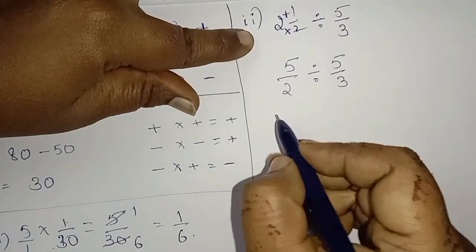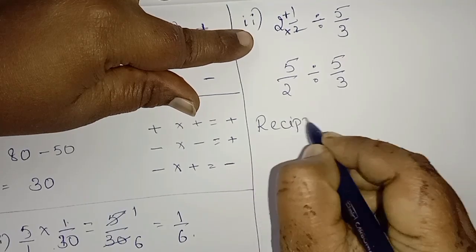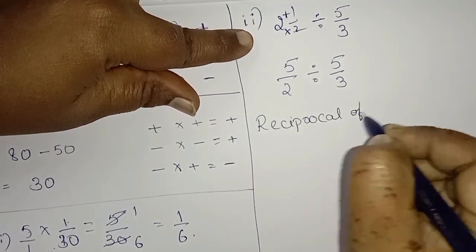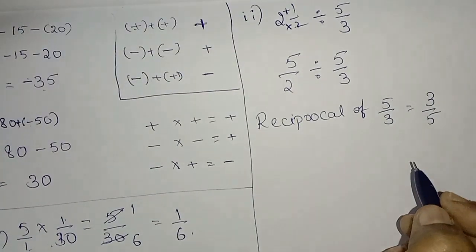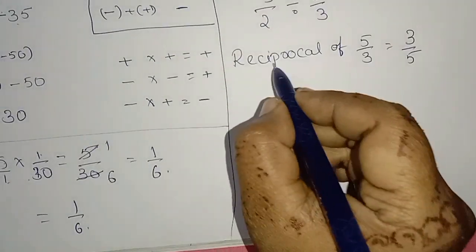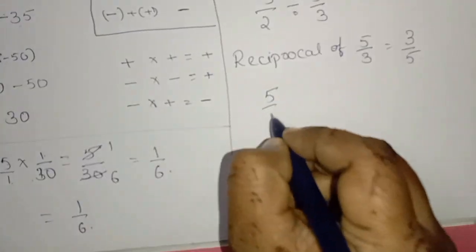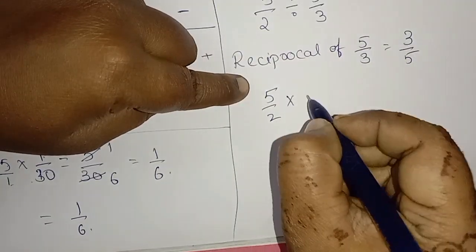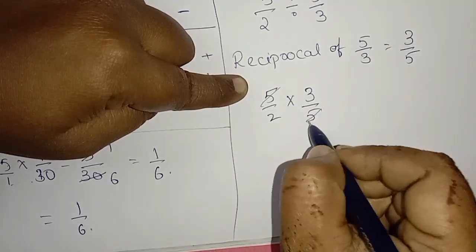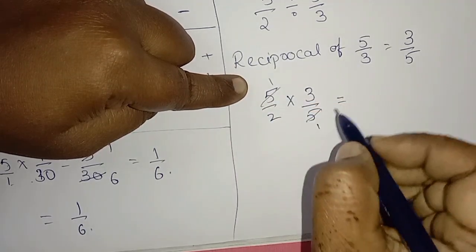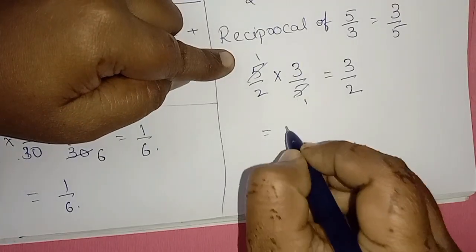Now write the reciprocal for the second number: the reciprocal of 5 by 3 equals 3 by 5. So we can write 5 by 2 into 3 by 5. These two will get cancelled here. 5 ones are 5, 1 is 3, 2. Your answer is 3 by 2.